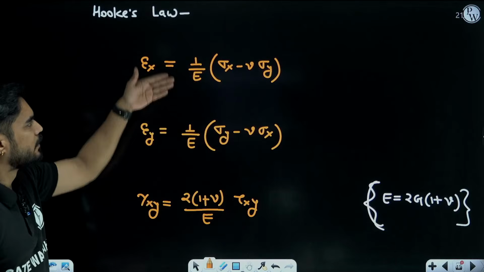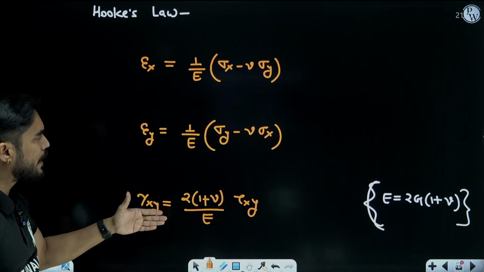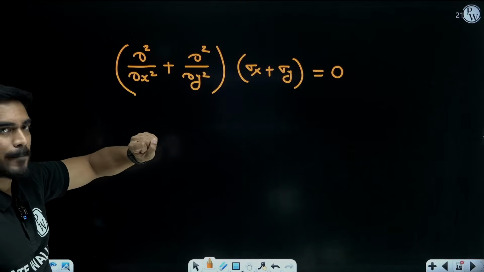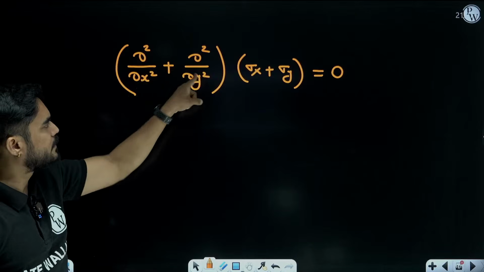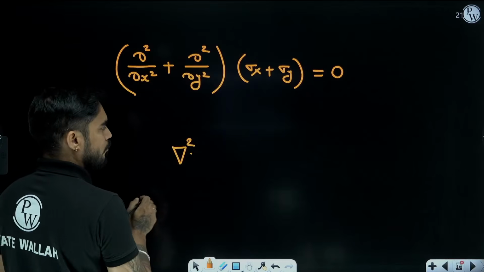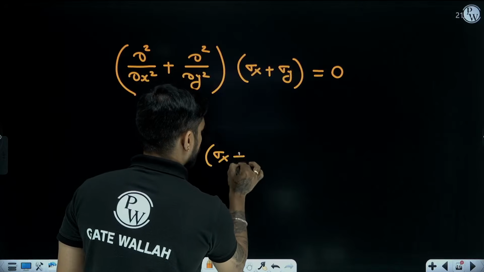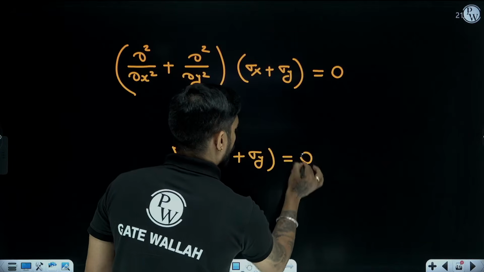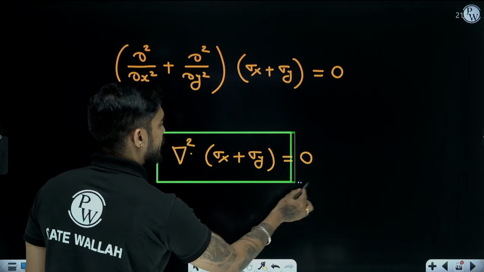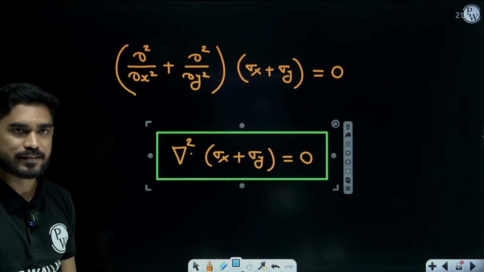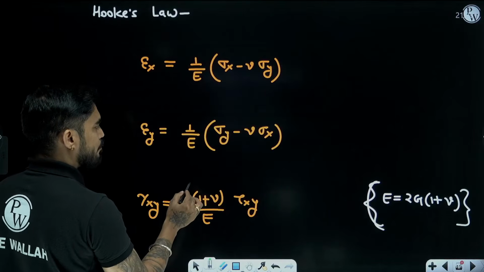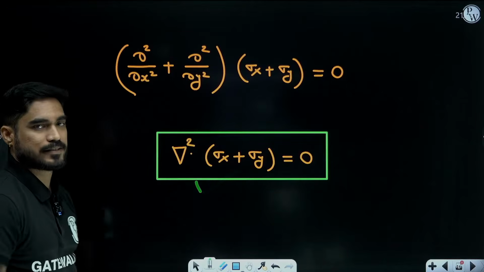How are we getting it? By putting the values of epsilon x, epsilon y, gamma xy into this equation and solving, we get this equation. Okay. Now, this can be written as delta square, which is a Laplacian operator. This is known as the compatibility equation in terms of stress. The earlier one is the compatibility equation in terms of strain, and this is the compatibility equation in terms of stress.